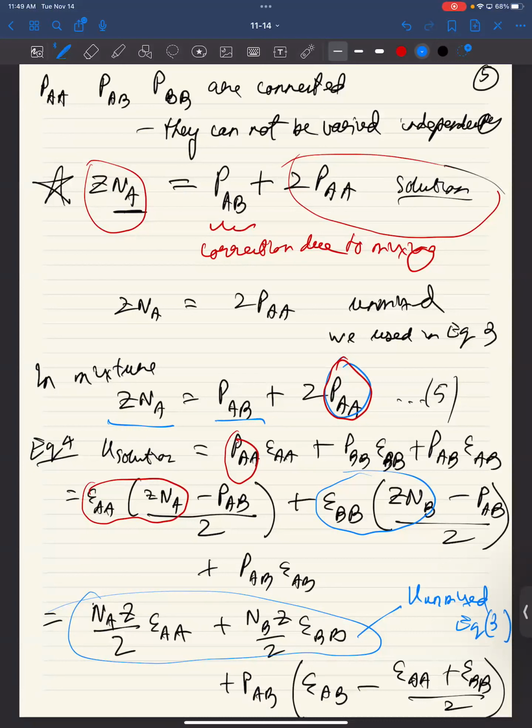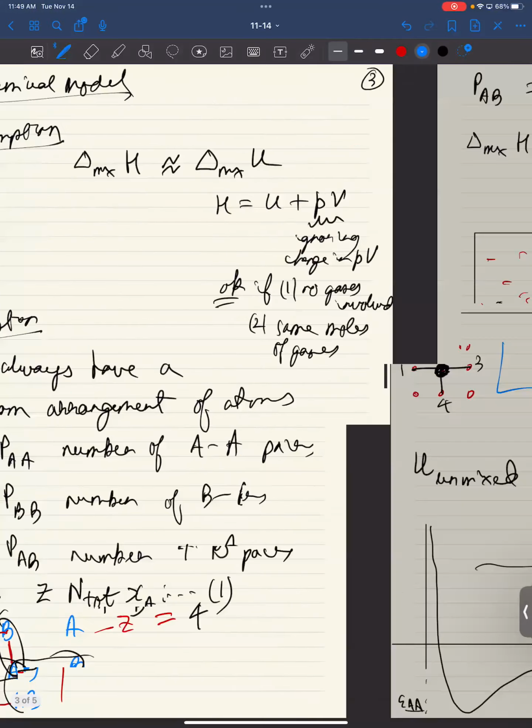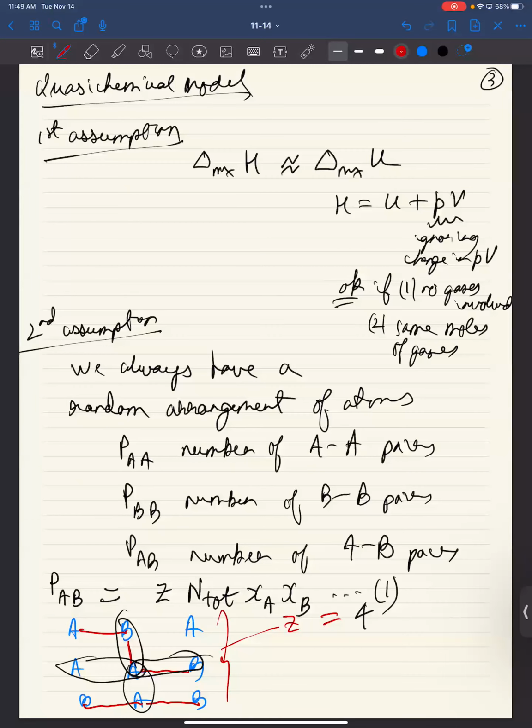It's not probability, it's the number of atoms. It's the number of pairs. That's why I'm using P. Okay, let me write down in the very beginning. Actually, I did, right? Look, P pairs, that's where it comes from.